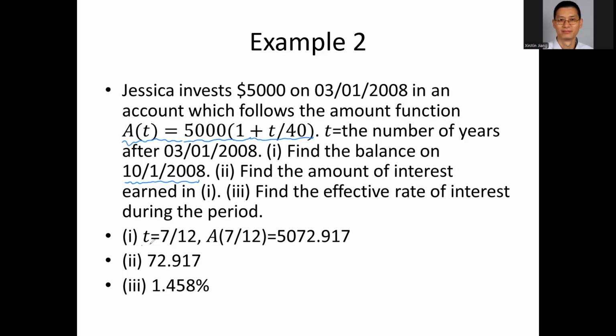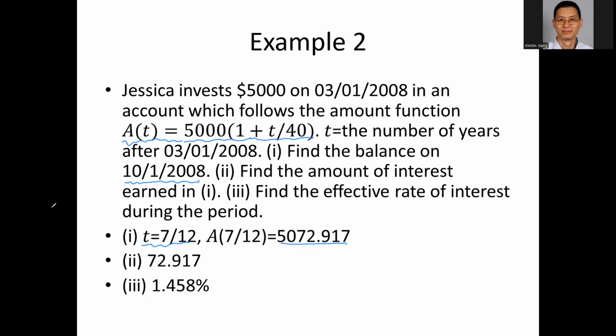We calculate little t to be 7 out of 12. That's the number of years. So 4 months out of 12 months. And then you plug this t into the amount function, you would get this value.